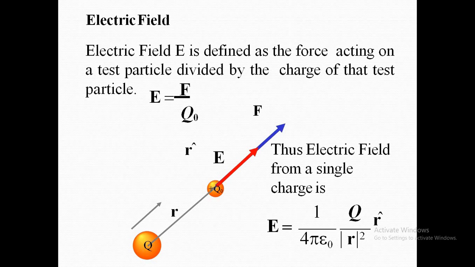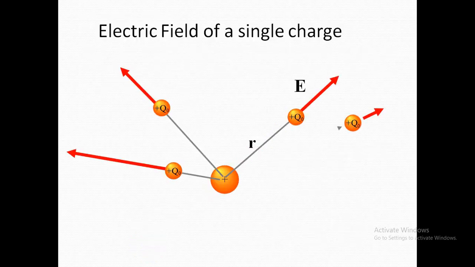Electric field. Electric field E is defined as the force that is acting on a test particle divided by the charge of that test particle. Here E is the electric field, which is given as F divided by Q naught, where Q naught is the charge of the test particle. We shall also represent electric field from a single charge as E is equal to 1 by 4 pi epsilon naught into Q by modulus of R square into R cap. This diagram represents the electric field of a single charge.